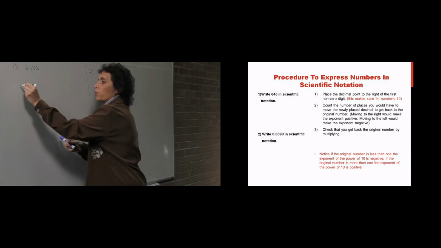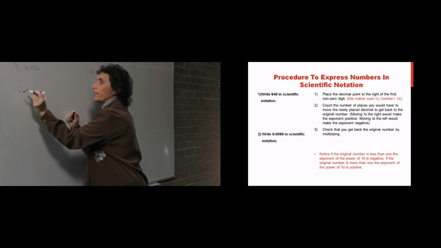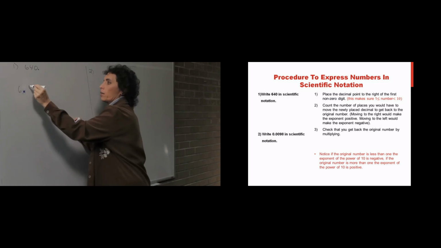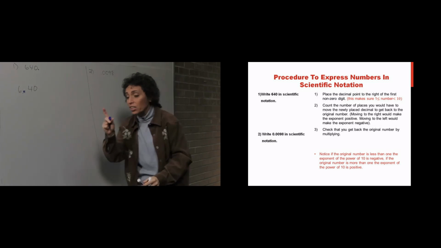So if I write this number, 6, okay, that's the first digit that's not 0. I want my decimal to be right here. Maybe I'll make an X right there, okay? So that's where I want it. Now I have to say to myself, listen to this. This is the hard part.